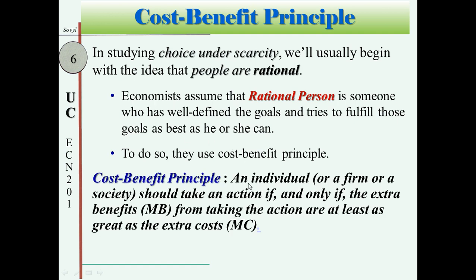So what is the cost-benefit principle? It is the principle stating that an individual, a person, or a firm, or a country or society should take an action if and only if the extra benefit, additional benefit or marginal benefit from taking this action is at least as great as the extra cost, marginal cost or additional cost.